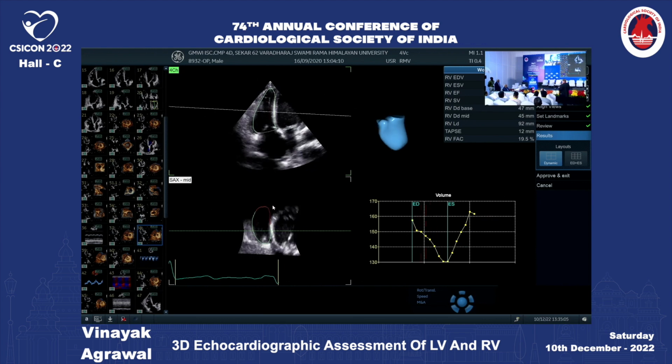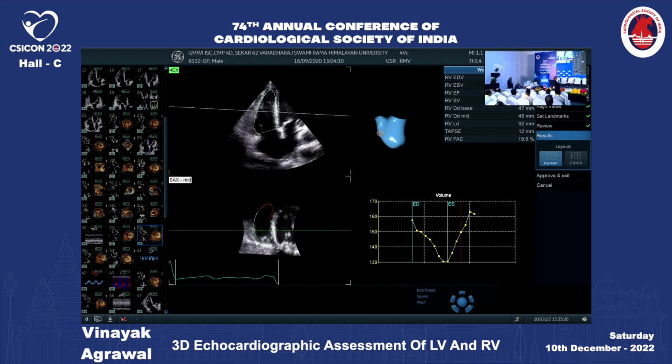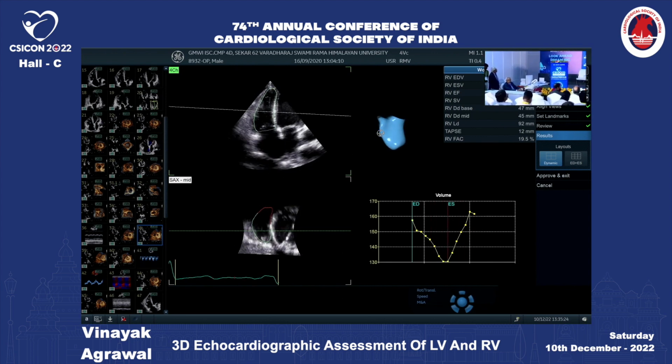Here again, the anterior wall is not clear. So here that's the problem. You can see this anterior wall is not clearly made out, so you get some indentation or something like that. That is not correctly traced. But I'm just telling you the methodology only. This actually is a methodology workshop.